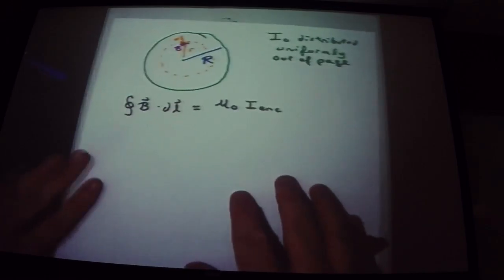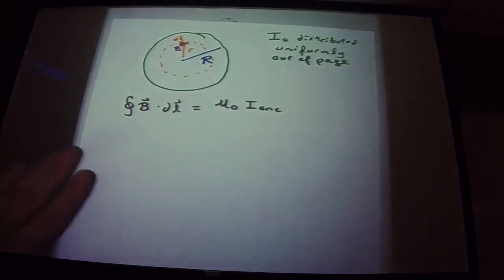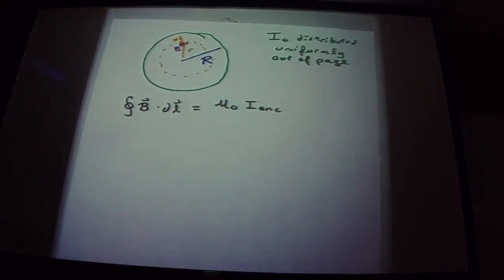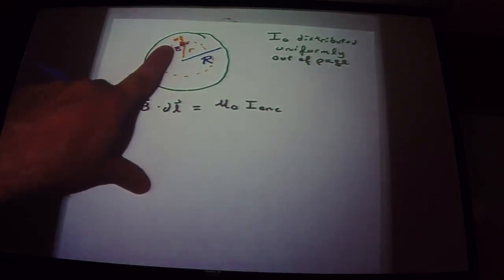In other words, no matter where you go, if you dance around the current maypole, the maypole of current, it will always look the same. So therefore, the magnetic field is going to be the same at all those points. I don't know what it is, but it's going to be the same all the way around. The dot product is always going to be 1 all the way around.